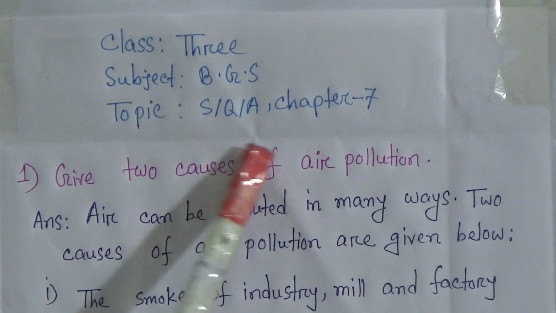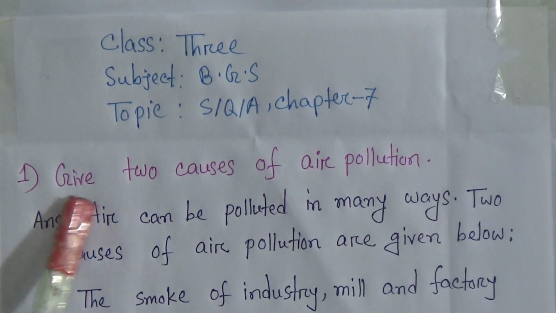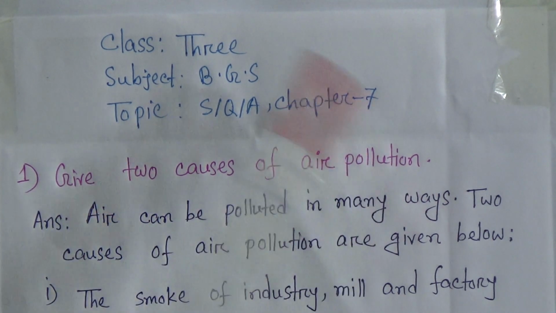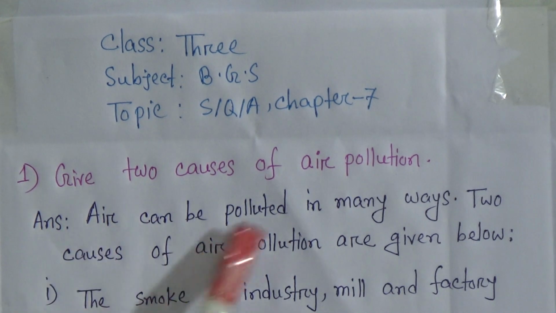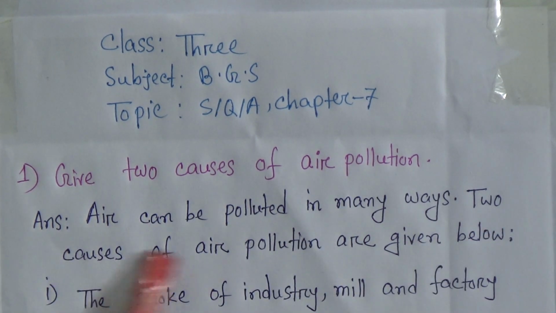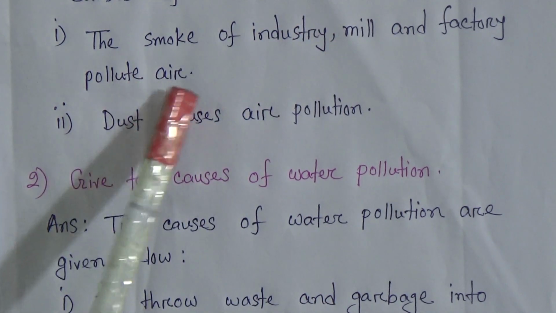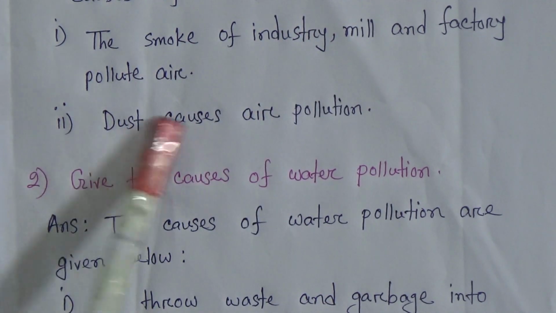Now come to the next point. It is our short questions. So we will discuss these short questions here. Give 2 causes of air pollution. Answer: air can be polluted in many ways. 2 causes of air pollution are given below. Number 1, the smoke of industry, mill and factory pollutes air. That means the smoke of our houses, industries and factories can make our environment polluted. Number 2, dust causes air pollution.